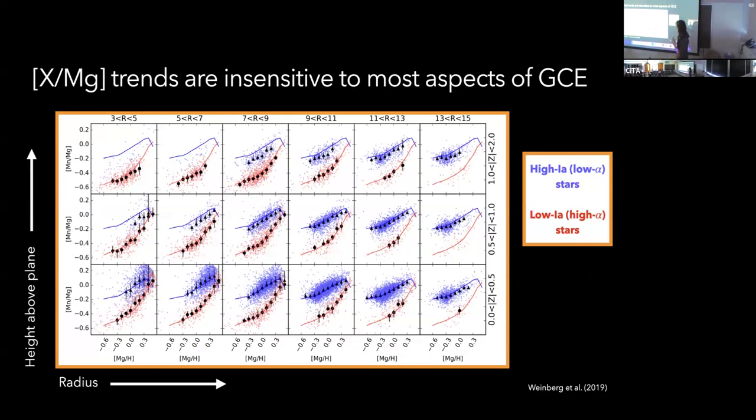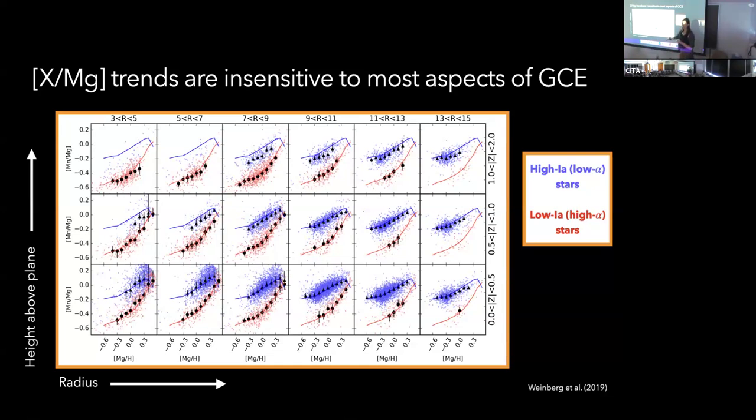So here the high 1A stars are in blue, the low 1A stars are in red. The population median trends of those two populations are shown as the lines, and the individual points are for the stars just in that specific radius and height cell. And you can see that in each of the panels, the black points lie on top of those colored curves pretty closely, within a few hundredths of a dex or so. And this is for manganese, which is an iron peak element, relative to magnesium.